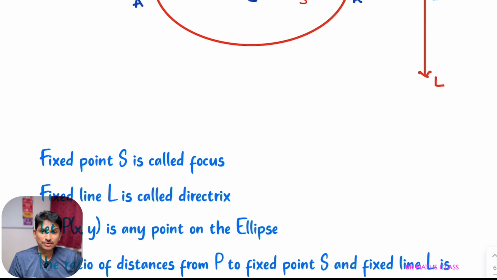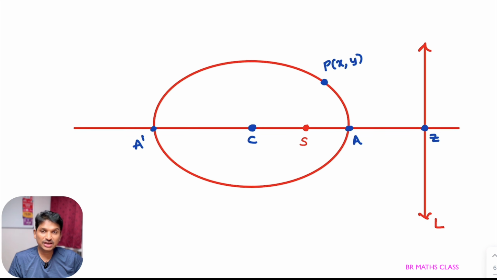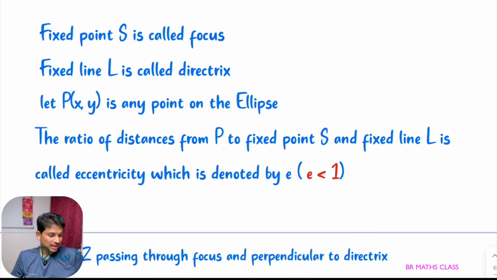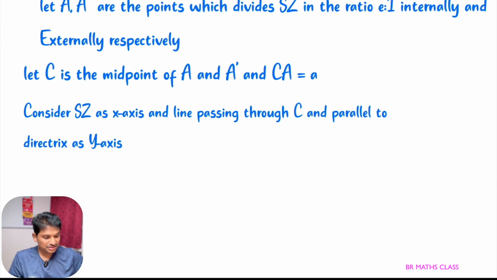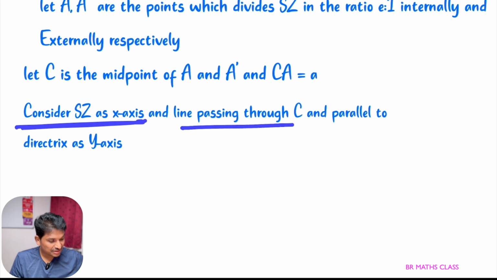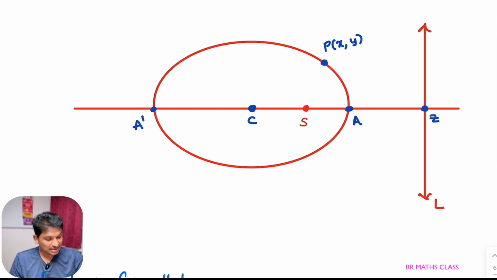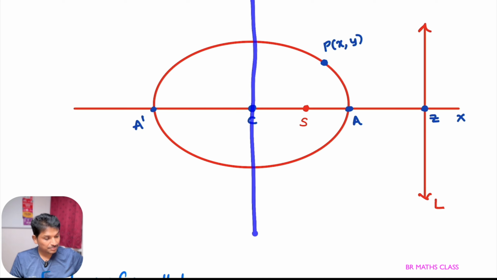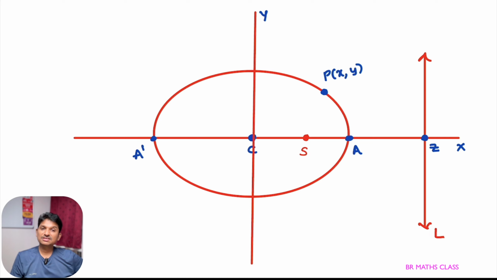Now, a few things you need to know here. What I'll do, I'll draw a line passing through C and parallel to the directrix. Now you see, consider SZ as the x-axis and the line passing through C and parallel to the directrix as the y-axis. This line we will take as the x-axis. Please observe this line is there. This we will take as the x-axis and the line passing through C and parallel to the directrix we will take as the y-axis. With this, most of the construction part is completed.